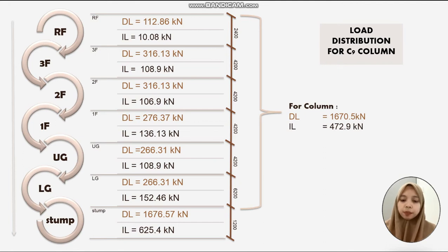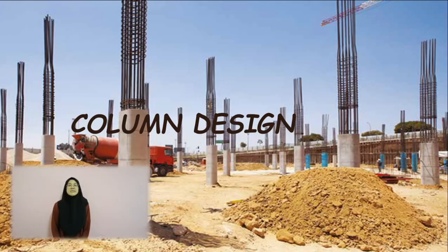Meanwhile, for the stump, the dead load is 1676.57 kN and the imposed load is 625.4 kN. Next, we will proceed with the design reinforcement for the column.